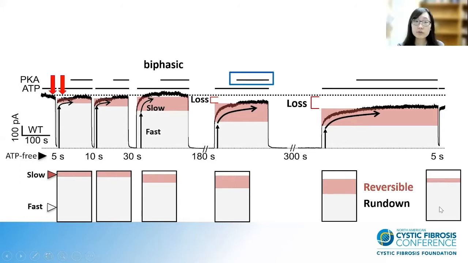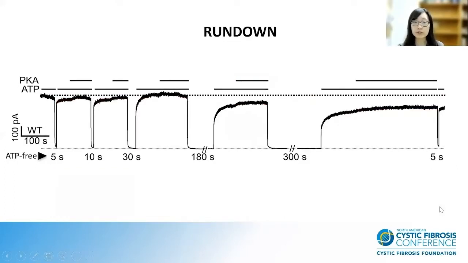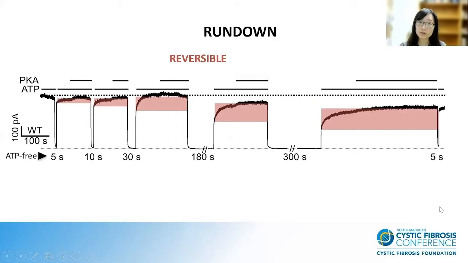In contrast, if we remove ATP briefly, like the arrows in the beginning and also at the end of the recording, the currents did come back to their prior level. So these observations suggest that there is an irreversible loss of currents after prolonged washout of ATP. To this point, we have two observations that are time dependent. First, the longer the washout, the greater this second slow phase in proportion to the total current, namely the reversible rundown. Secondly, the longer the washout, the larger this permanent loss or the irreversible rundown.